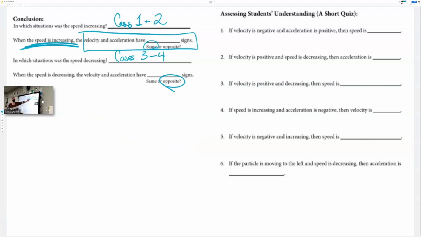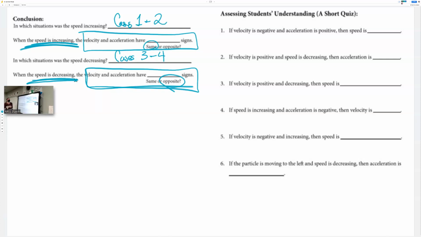So velocity and acceleration have to be working together for something to speed up. Velocity and acceleration have to be working against each other for something to be slowing down. The concept is pretty easy. I'm moving to the left, being pushed to the left, I'm going to speed up. Moving to the right, being pushed to the right, I'm going to speed up. Anything else, I'm going to slow down. So let's see if you can handle it. You ready?